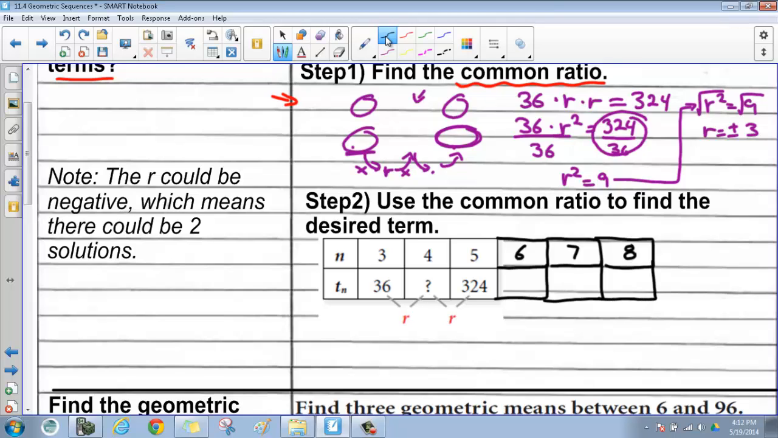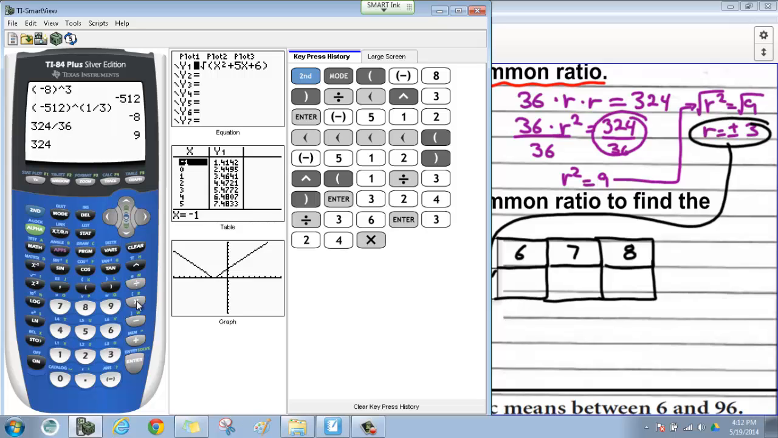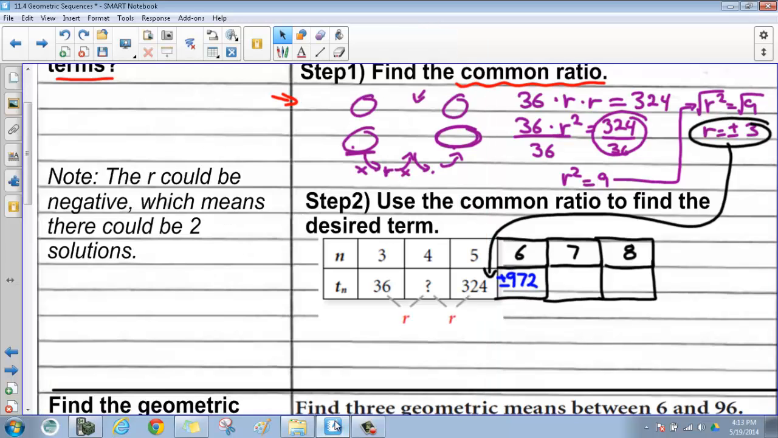Now, here's the weird thing, right? Our r is plus or minus 3. So we're going to be multiplying this 324 by not only a positive 3, but by a negative 3. Okay, so let's figure out what that is. What's 324 times 3? Okay, so that's 972. Got 972 for the 6th term. But it's plus or minus, right? Because we're not sure. Is the r positive or is it negative? But what we are sure about is that since these are positive, and this one's positive, this one's going to be positive too.